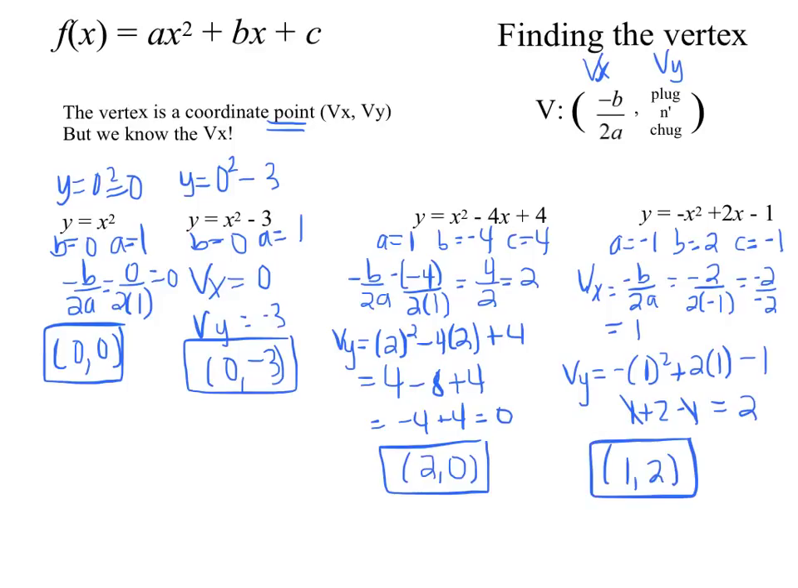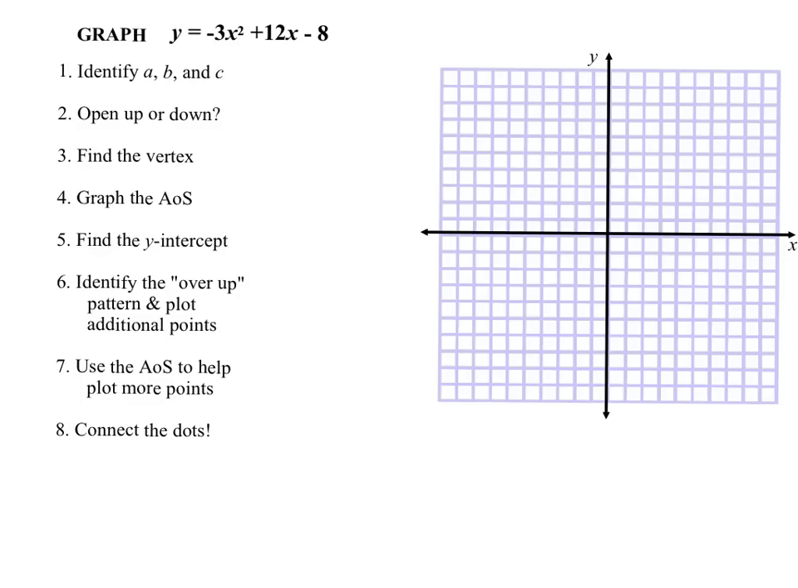And I could plot all of these in my coordinate plane, and it gives me a starting point for graphing my parabola. Now we're ready to put all of the pieces together to graph this example. Y equals negative 3x squared plus 12x minus 8. The first thing that I want to do is identify a, b, and c. In this example, a equals negative 3, b equals 12, and c equals negative 8.